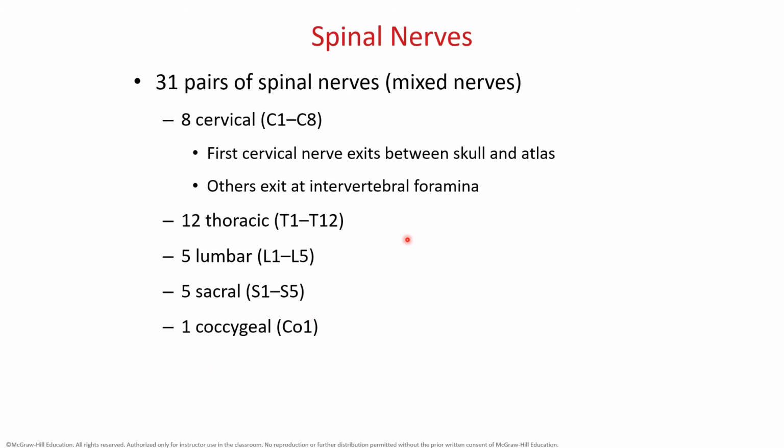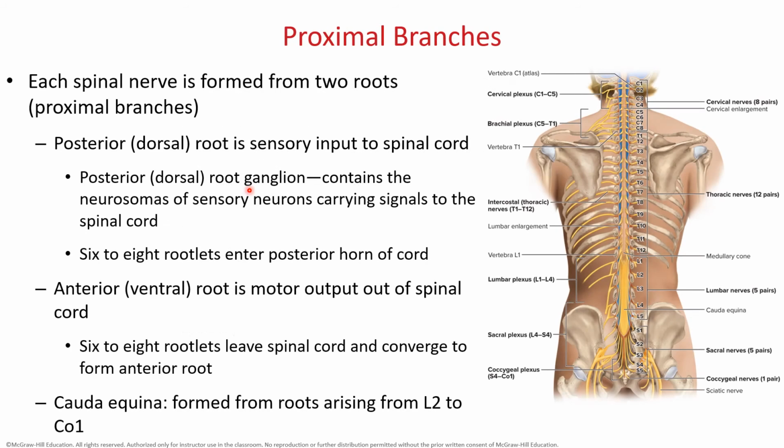Also in paralysis, if you're having trouble with different nerves, you can test and figure out what nerve is actually the problem, and we're going to go over that a little bit later when we talk about dermatomes. So as we saw in that picture that we had, not the last one but the one before, each spinal nerve is formed from 2 roots, the proximal branches.